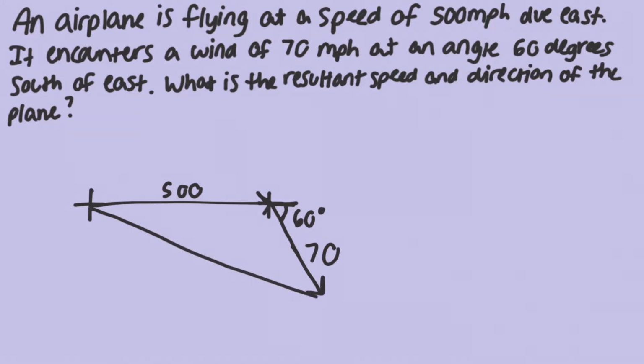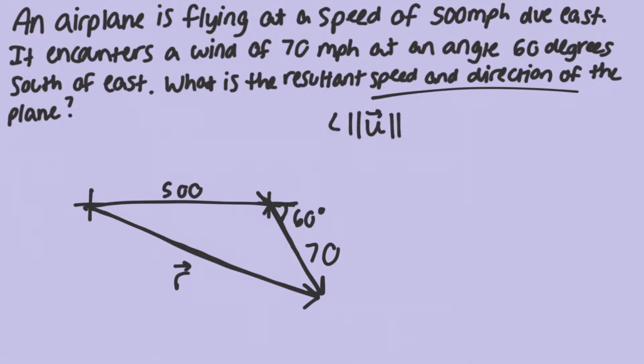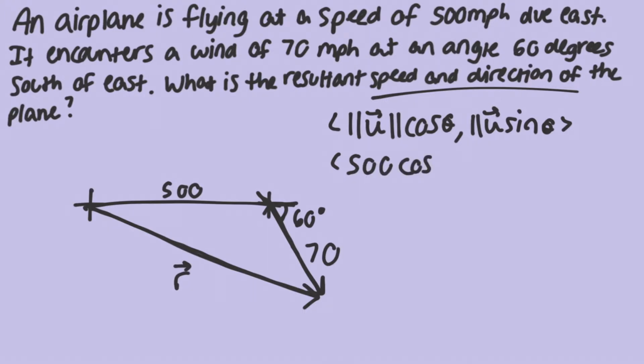So the resultant vector is going to be connecting the beginning to the end. So we want to find this first vector, then find this second vector, then add the two vectors together to come up with this vector, and then find the speed or the magnitude and the direction. Using the formula magnitude cosine, magnitude sine, the magnitude of the first vector is 500, and the direction angle, it's just pointing to the right. It's 0 degrees or 360 degrees.